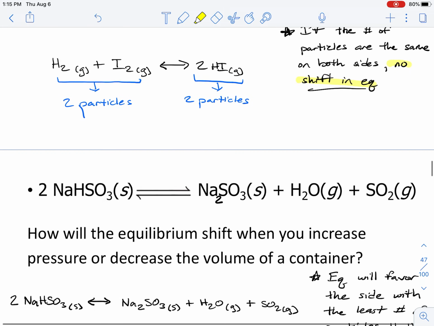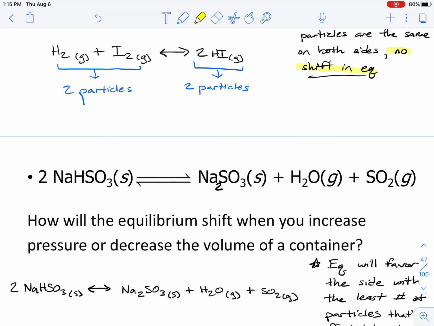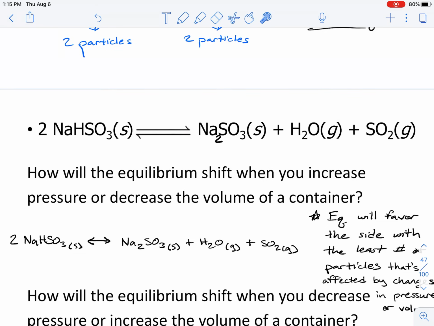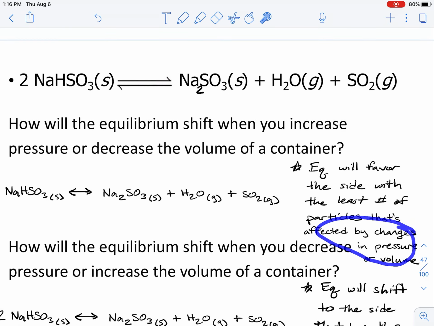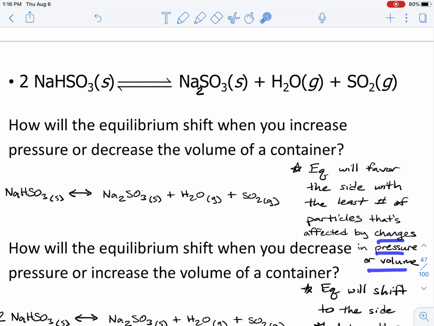All right, so let's go ahead and take a look at our final example. Here, in this case, we have a heterogeneous reaction where we have solid and gas states present in this chemical equation. Once again, how will the equilibrium shift when you increase the pressure or decrease the volume of the container? For heterogeneous reactions, where a solid is present, the equilibrium will favor the side that has the least number of particles that's affected by changes in pressure or volume. So there's kind of an addition here.